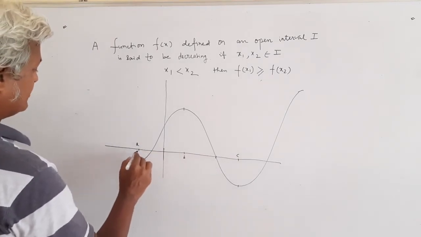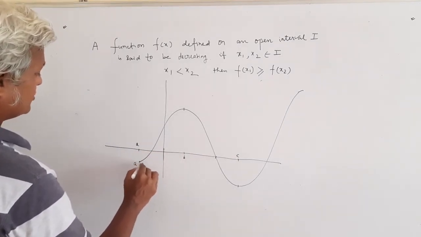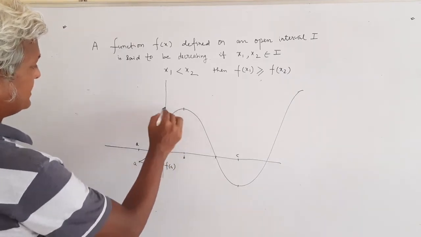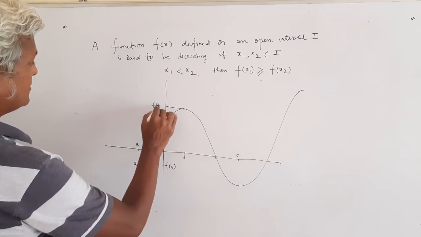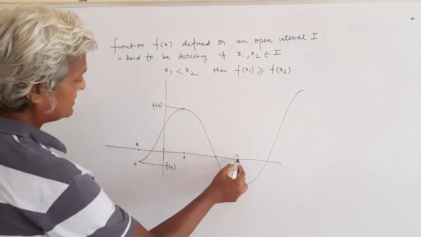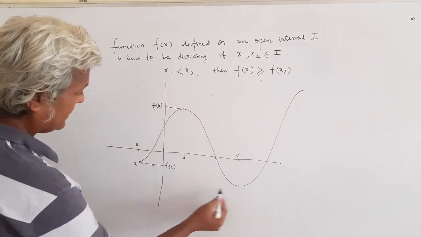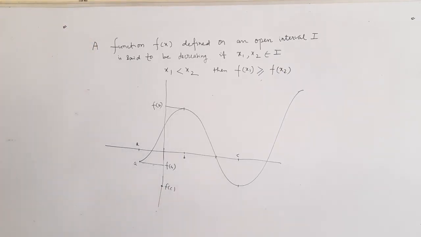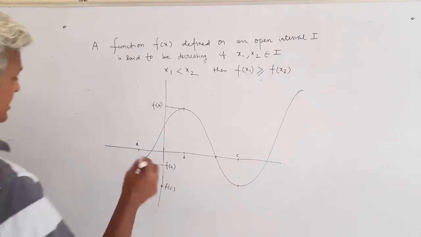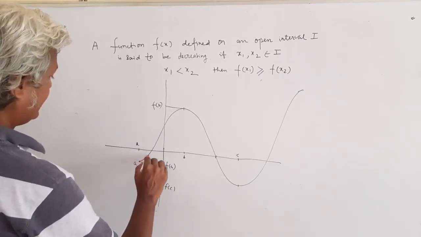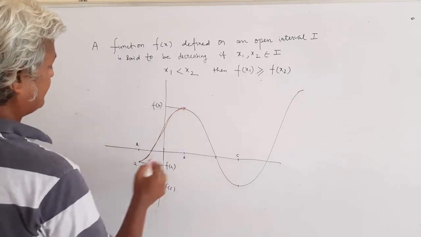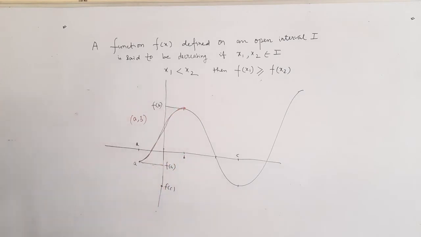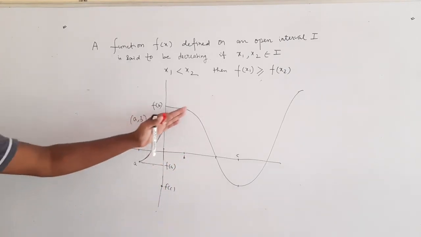So this value means if I say this is a, the corresponding coordinate here will be f(a). If this is b, this is your f(b). If this is c, then here you get your f(c). Now if you see the graph, you can see that between the interval a to b, this part, the graph is strictly increasing.